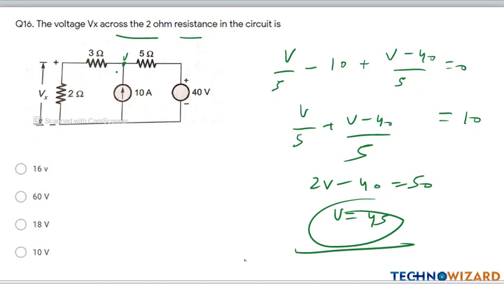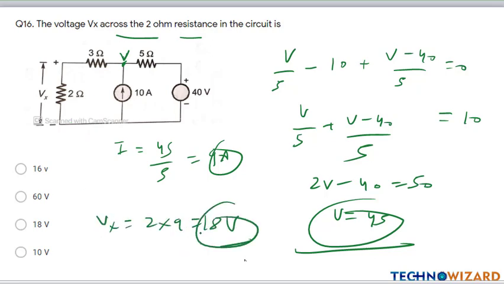If V is 45 volt here, I can find the current through this. I is equal to 45 upon 5, 3 plus 2, that is 5, which is equal to 9 ampere. Now we have to find Vx. Vx is equal to 2 into 9, that is equal to 18 volt. The voltage across the 2 ohm is 18 volt. Option C is the correct answer.